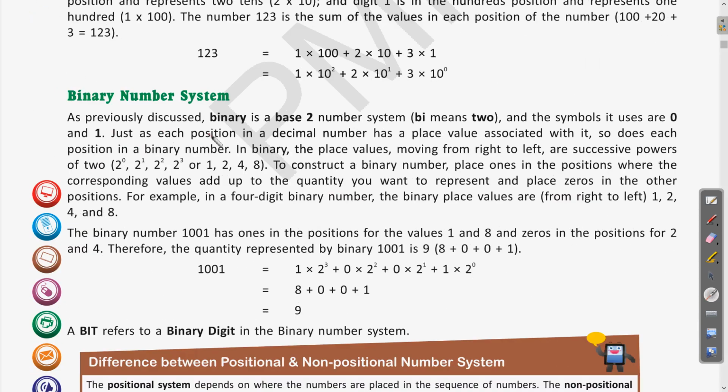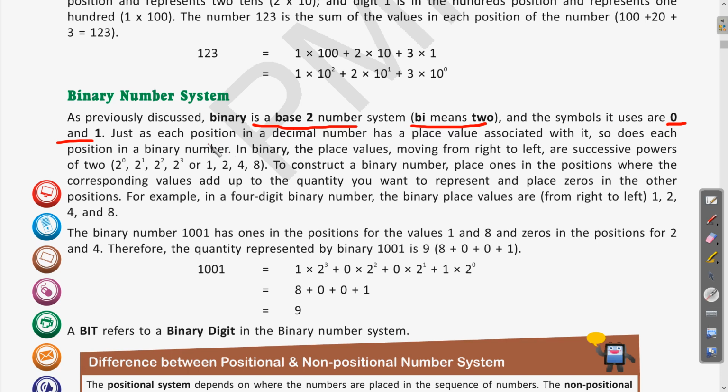As previously discussed, binary is a base 2 number system. So bi means 2. As it is called binary, it means only 2 symbols we are going to use in the binary number system. Let us see. The symbols it uses are 0 and 1. We already know that in the binary we are using 0 and 1 symbols.